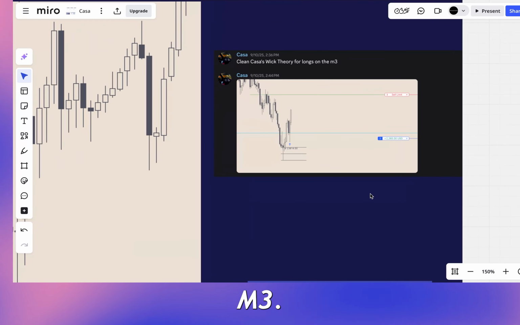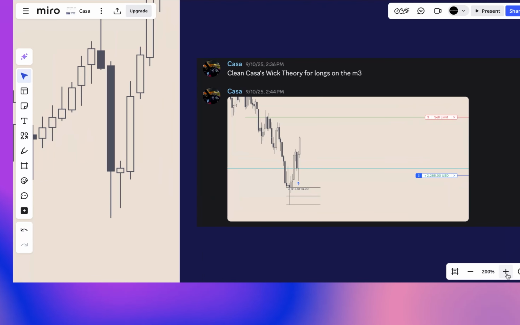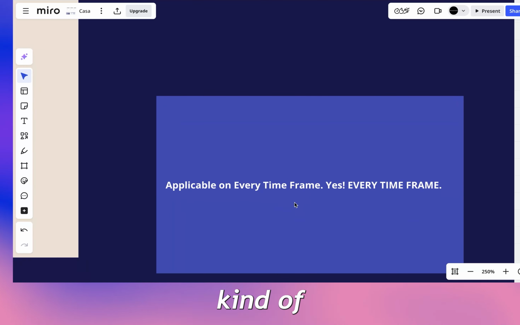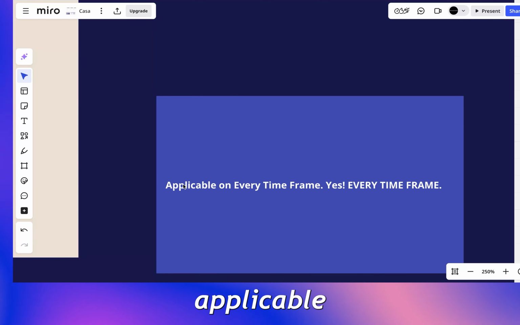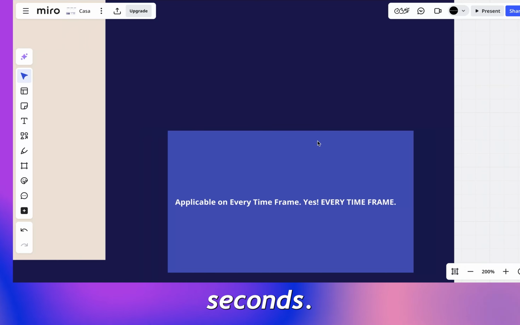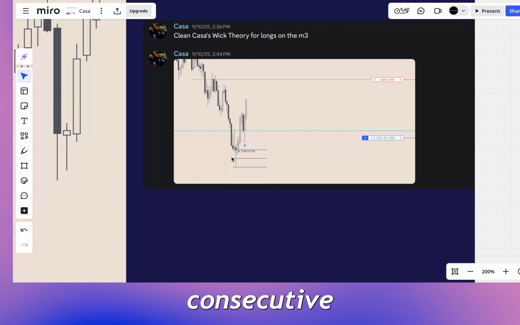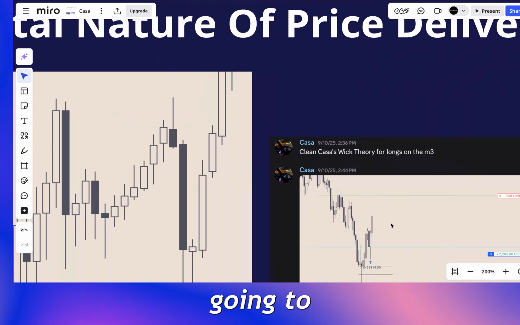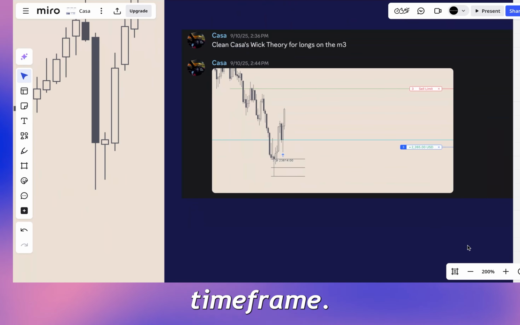So this was on the M3, right? Caught this super duper clean Casa Wick Theory. This is fractal. That's kind of the point. Applicable in every time frame. Yes, every time frame. You could go down to the seconds, the minute, it doesn't matter. The three consecutive wicks, it's just the fractal nature of price delivery. So it's going to happen on every and any time frame.